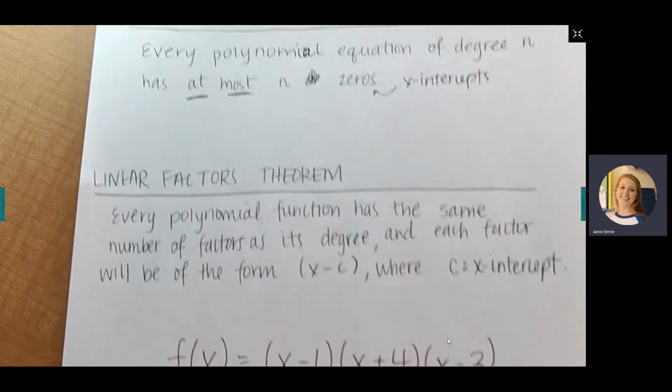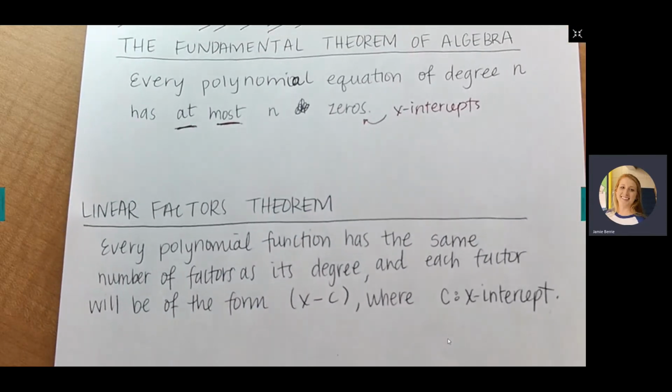And then I have this last theorem that you have to copy down. This will be the last big chunk of writing we do today. Linear factor theorem, super useful theorem. It says that if you know the x-intercepts of a function, then you can construct that polynomial by using the form x minus c. Each factor will have the form x minus c, where c represents the x-intercept. Every polynomial function is going to have the same number of factors as its degree.